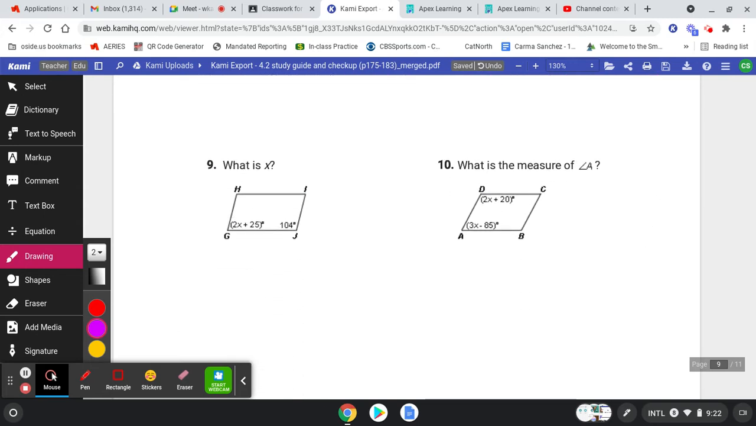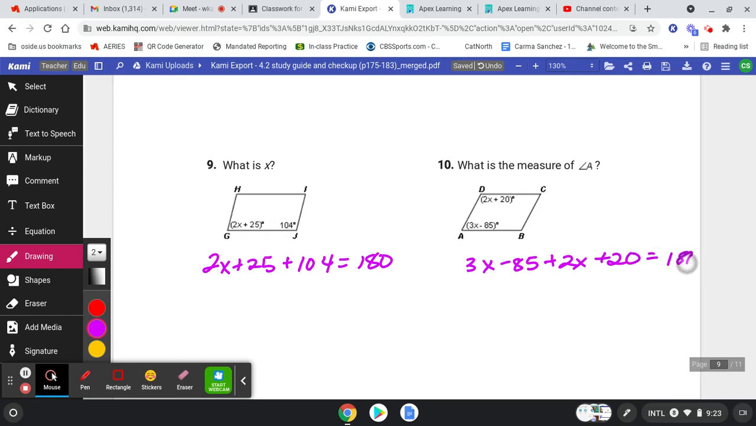All right, the last two, remember that consecutive angles are supplementary. So this time we're not setting these equal to each other. We're adding them up and setting them equal to 180. So this angle over here plus this angle over here equals 180. Same with this one. It's the 3x minus 85 plus 2x plus 20. These are supplementary. So pause the video right here and take a second to go solve these and then see how you did.